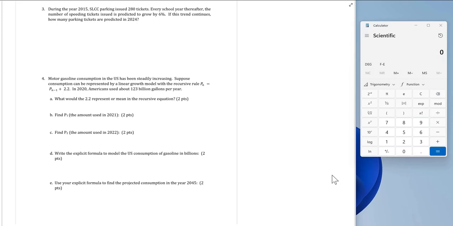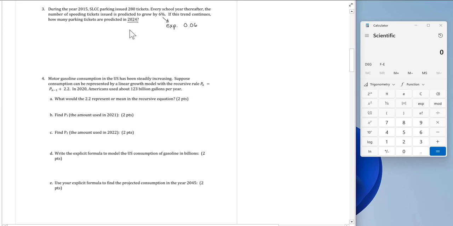Okay, let's move on to question 3. During the year 2015, Salt Lake Community College Parking issued 280 tickets. Every school year thereafter, the number of speeding tickets issued is predicted to grow by 6%. So I see 6% there, and I'm thinking exponential because it's a percent. So that's 0.06 when I change it to a decimal. If this trend continues, how many tickets are predicted in 2024?